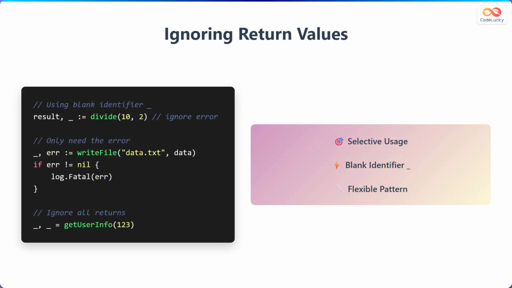Sometimes you might not need all the return values a function provides. Go lets you selectively ignore return values using the blank identifier, which is an underscore. For example, if you only need the error from the divide function, you can assign the result to underscore. This is useful when you're only interested in specific parts of a function's output.